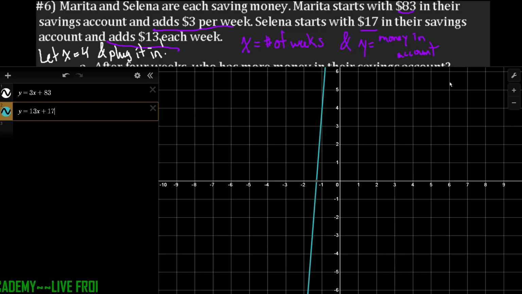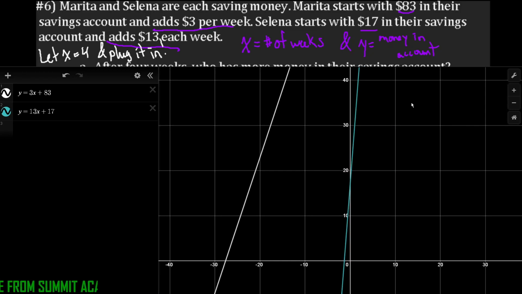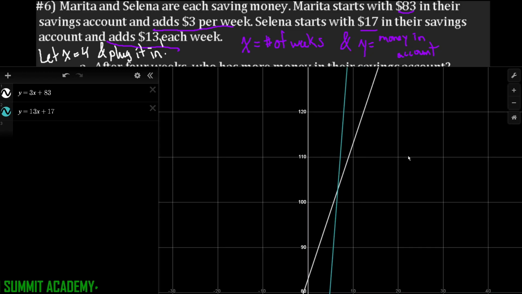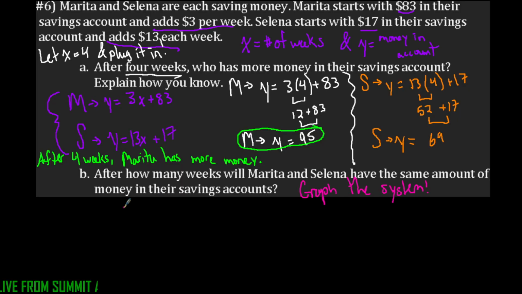All right, so even though I can't see some of these equations, I'm going to be able to zoom out, find where they are equal. We can say, okay, at that point is where they're equal. So we're going to say that solution point is going to be 6.6, comma 102.8. So let me write that down.